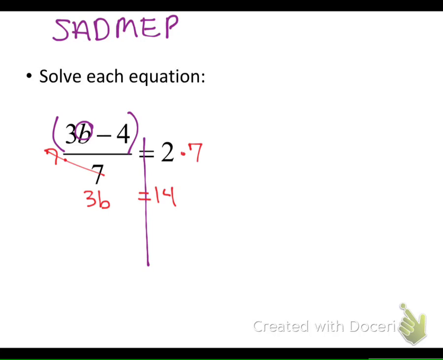3b minus 4. Yeah. So now we did the first step. So now we have 2 steps to complete yet. What's the next number that I'm going to get rid of? So I did my parentheses. Now I'm able to go back to my parentheses. So 3b minus 4, according to order of operations, SADMEP backwards. What's the next number I'm going to get rid of?